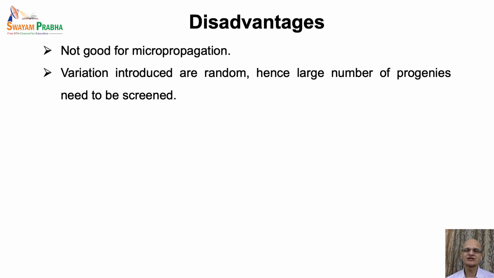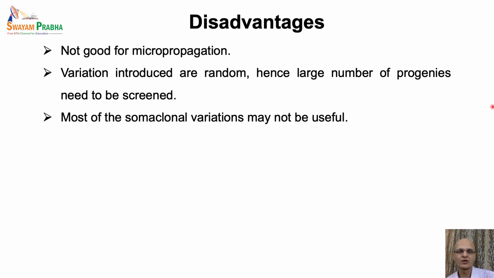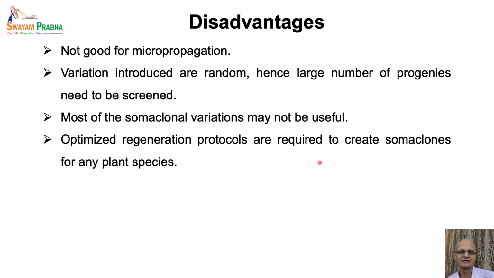Because the variations introduced are random and there is no way variation can be directed to a particular location of the genome, a large number of progenies needs to be screened to identify the desired plants. So it becomes labor intensive too. Most of the somaclonal variations that appear in the regenerated plants may not be useful because of their random nature and may result in a waste of time and resources.